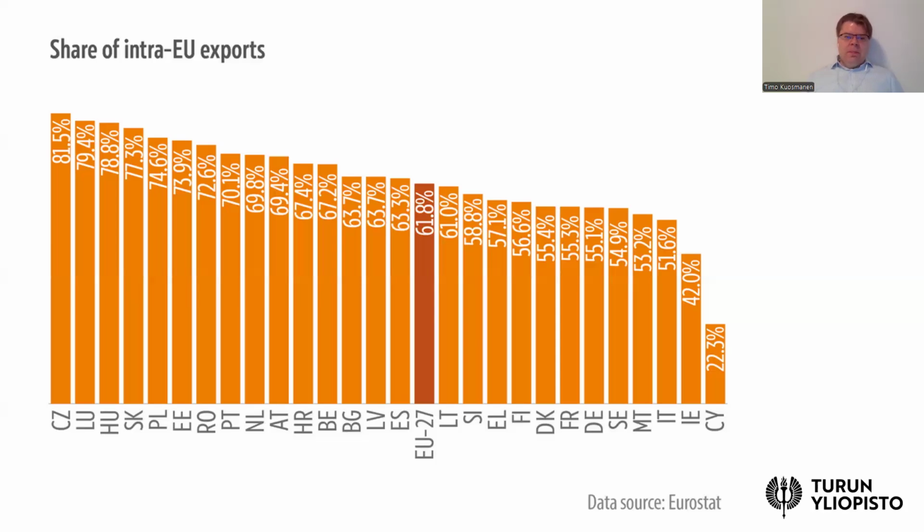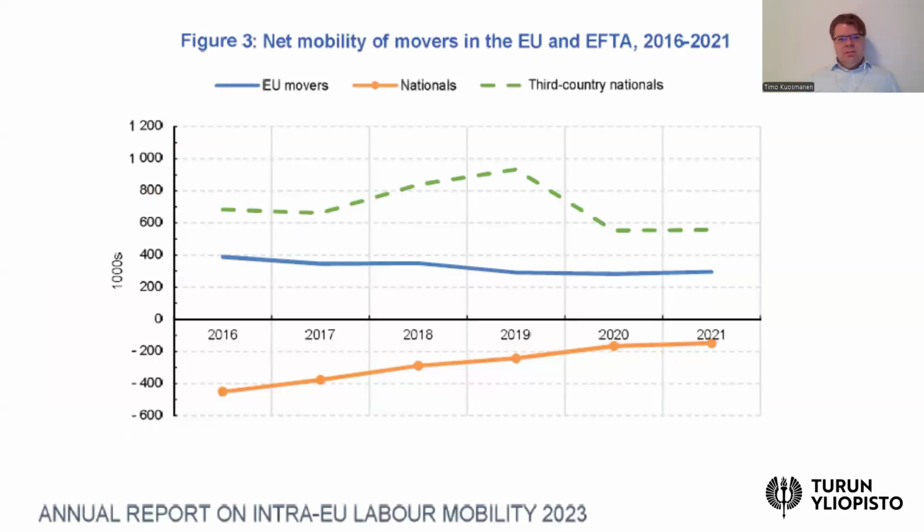But of course, the integration is not only about the trade of goods. There are also, of course, factors of production. And the next question concerns: what about the labor markets? I found some data from the annual report on intra-EU labor mobility published in 2023, but the latest year is 2021. First of all, this diagram can be helpful to put this labor mobility in the EU into its context.